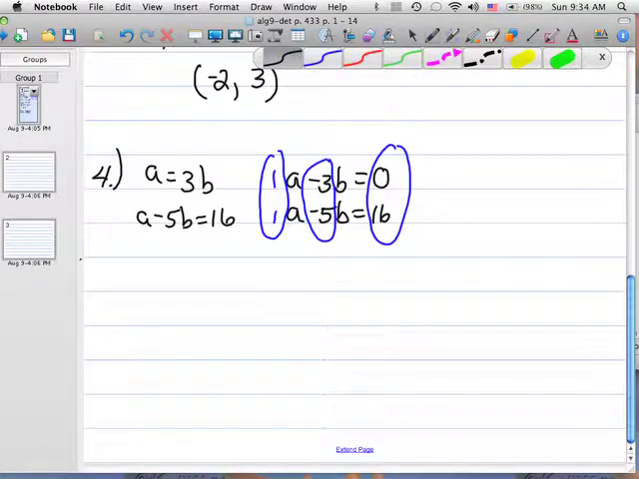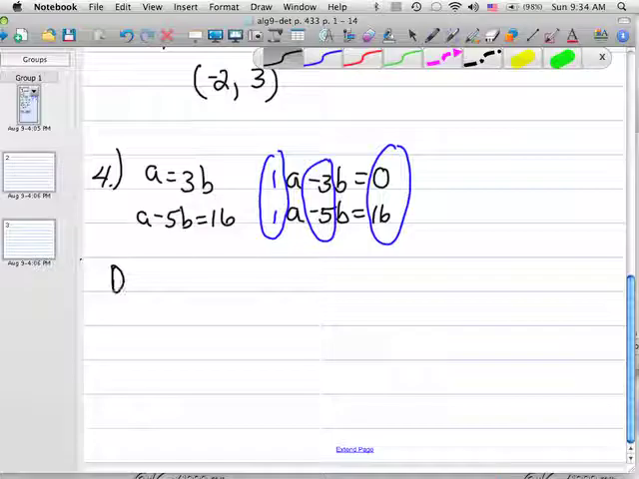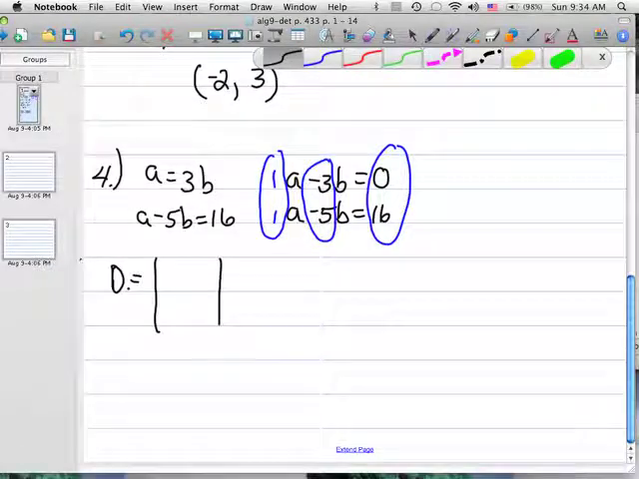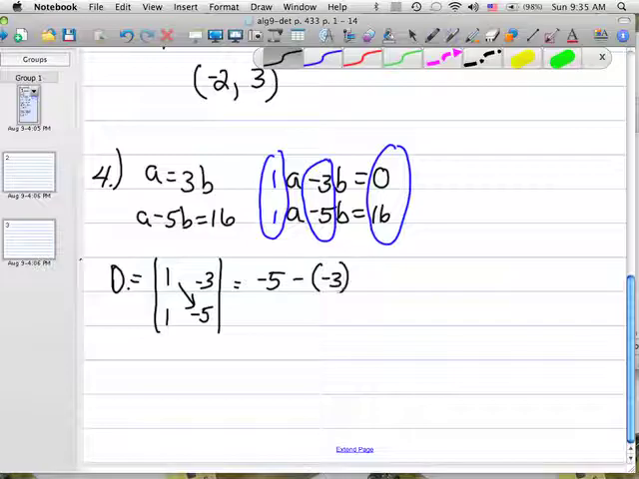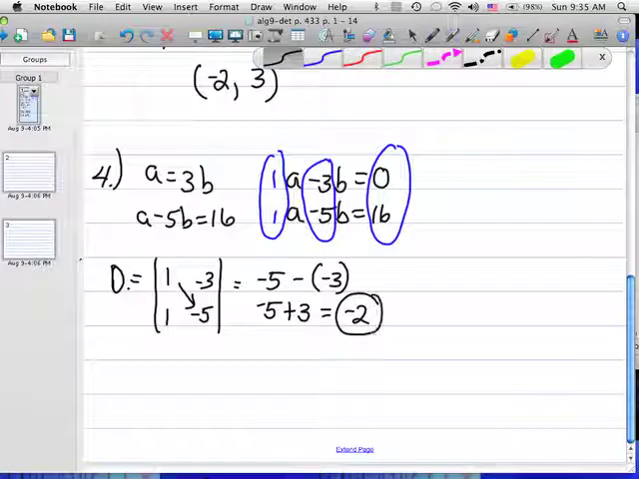So making my array for the determinant of the coefficients, I would have 1, 1, negative 3, negative 5. And then to find that value, cross multiply in a sense, negative 5 minus 1 times negative 3 is negative 3. So that's negative 5 plus 3, which gives me negative 2. So that's that value.